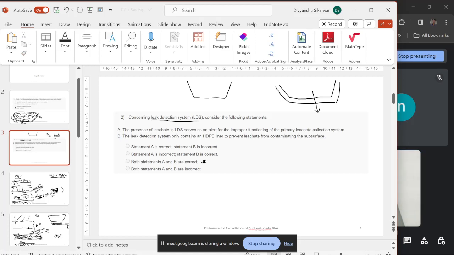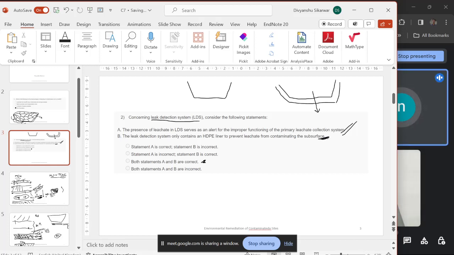Yes, sir. The first option is: the presence of leachate in the LDS, leakage detection system, serves as an alert for the improper functioning of the primary leachate collection system. This is true. Second is: the leak detection system only contains an HDPE liner to prevent leachate from contaminating the subsurface. Is it true?